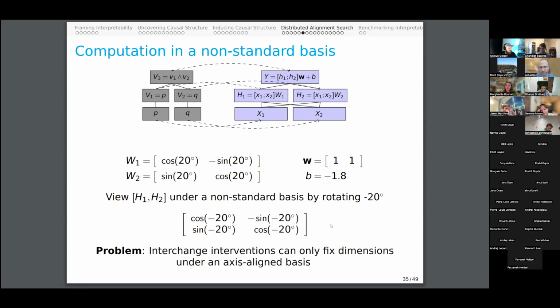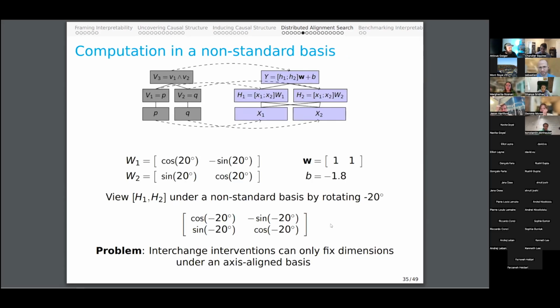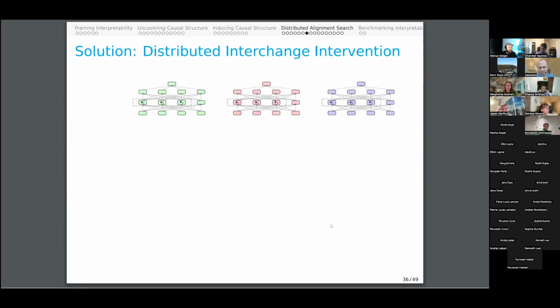Yeah, and so interchange interventions don't target these things, and more broadly, if you just have a causal model, normal interventions won't be able to target these sort of variables that are distributed across several variables at once. And so our solution is to move to this new operation called distributed interchange interventions. And yeah, I'll explain what this figure is supposed to be showing.